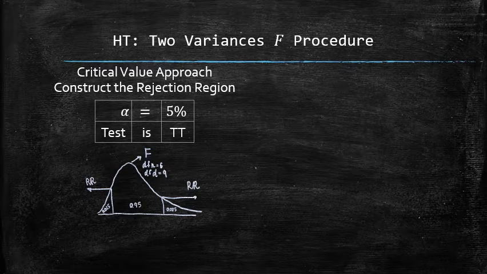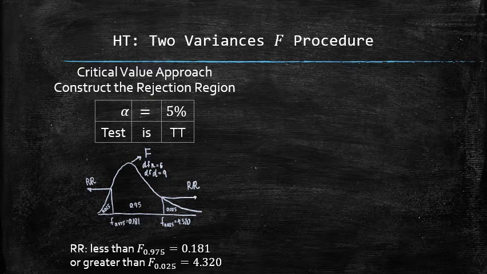The critical values that define the rejection region are F 0.975, which is 0.181, and F 0.025, which is equal to 4.320. So the entire region can be described as all the values to the left of 0.181 and to the right of 4.320.